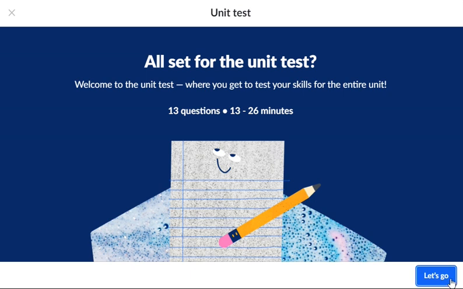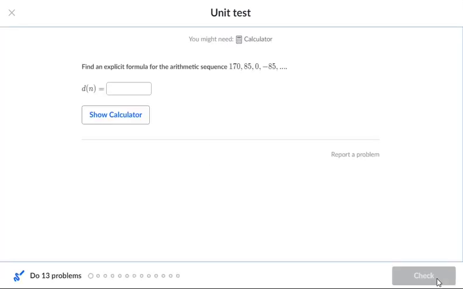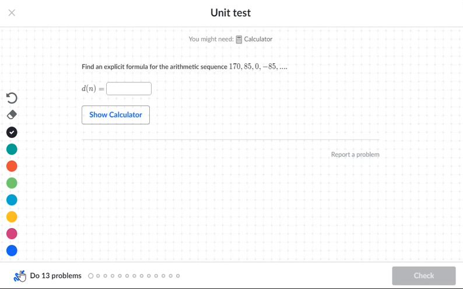Sequences, unit test review. Find the explicit formula for their arithmetic sequence. So let's go ahead and turn on the writing screen here. So the very first term is 170, the second term is 85, the third term is 0, and the fourth term we see is a negative 85.